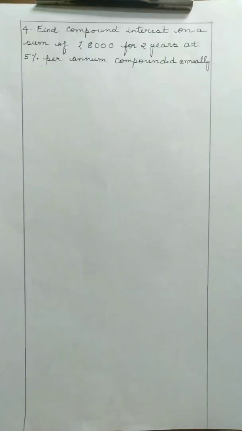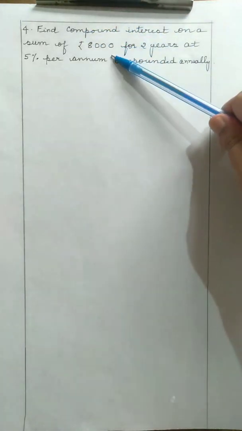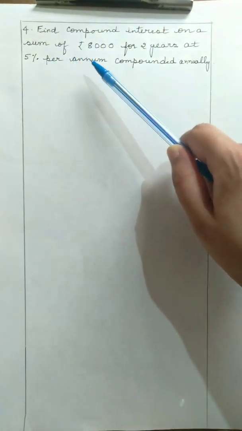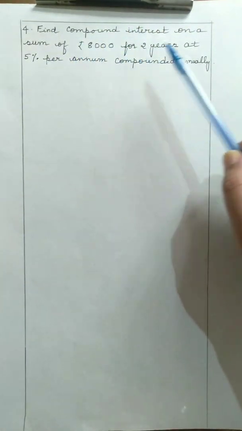Next problem, which is based on the compound interest. So we know that compound interest is calculated on the previous year's amount. Therefore, now let us go to the question. Find the compound interest on a sum of rupees 8,000 for 2 years at 5% per annum compounded annually.